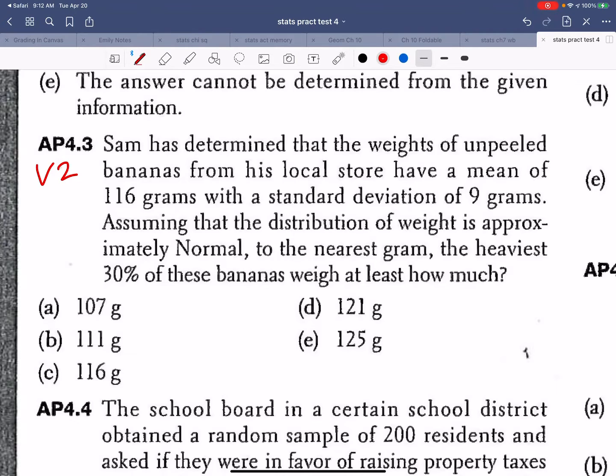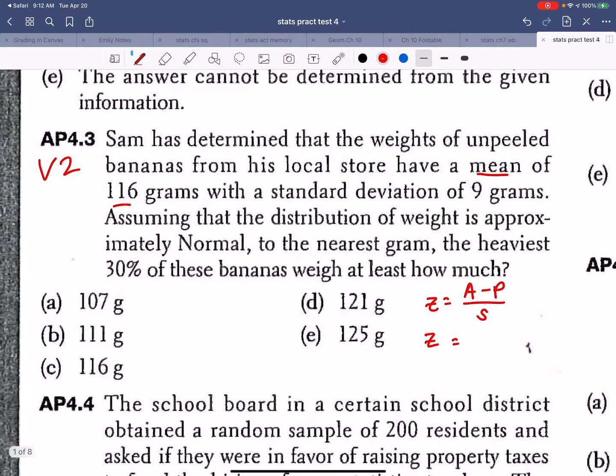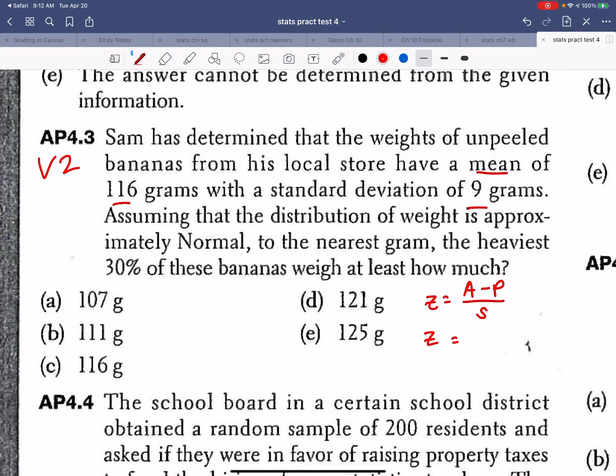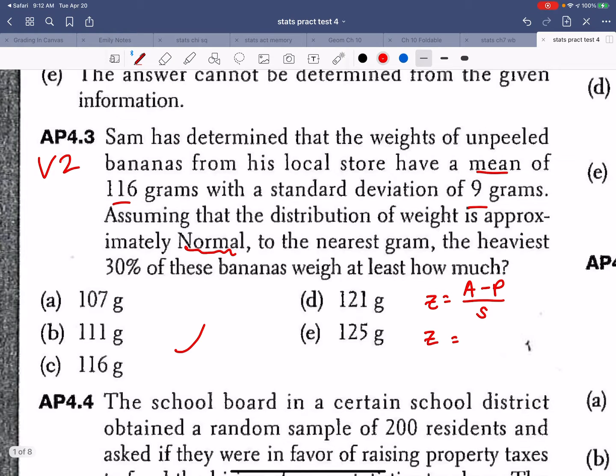Hey guys, this is video 2 where we're going to go over topics for normal calculations. So it says Sam has determined the weight of unpeeled banana from his local store has a mean of 116 and a standard deviation. Assuming the distribution is normal, the heaviest 30% of the bananas weigh at least how much?